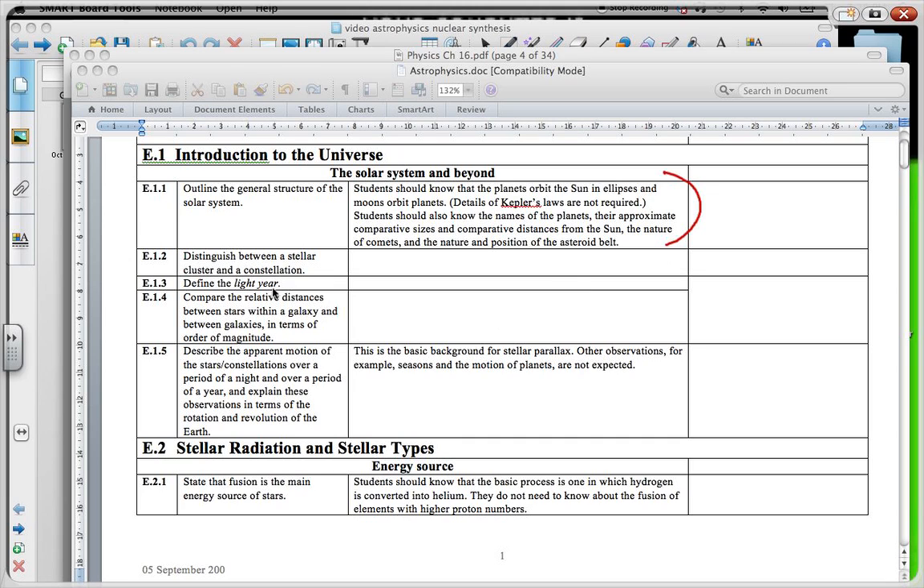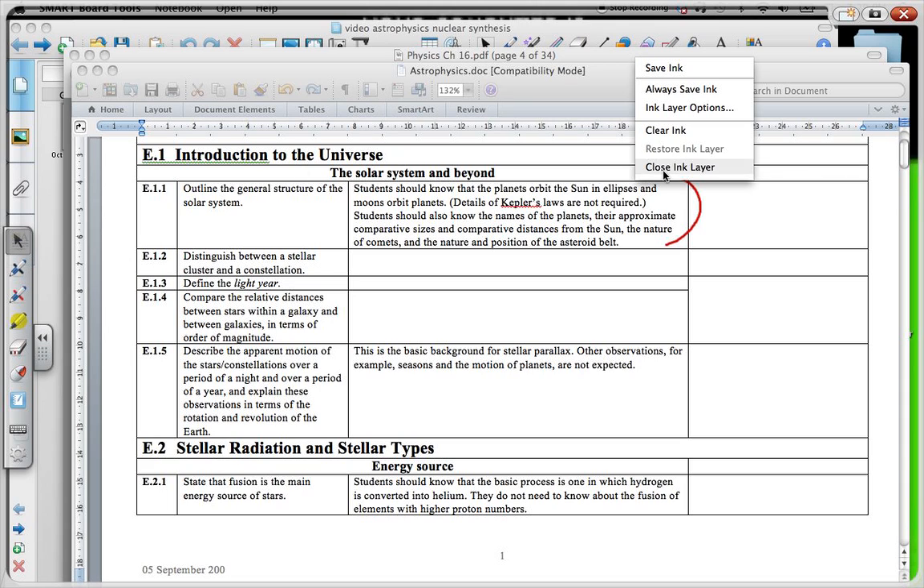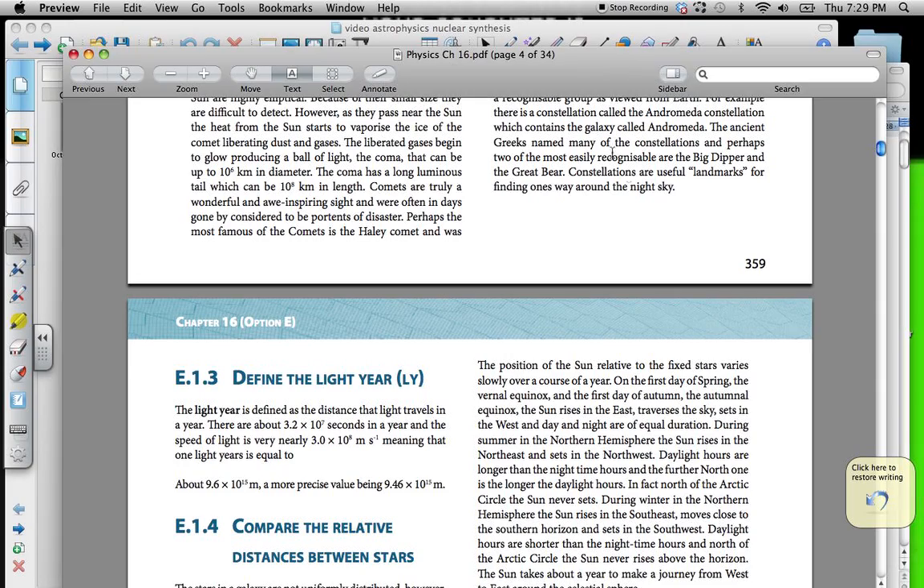You have to be able to define certain things like the light year, and certainly know how to use that. We've got comparative distances and so forth. So it's going to be important to use your textbook. You've got two textbooks, and they've got a lot of information in them.